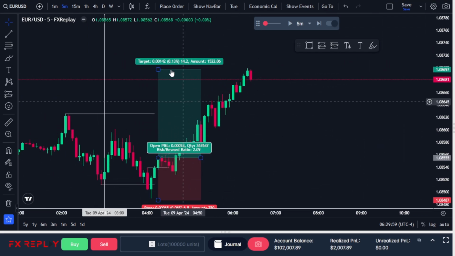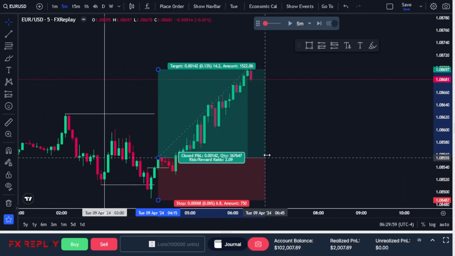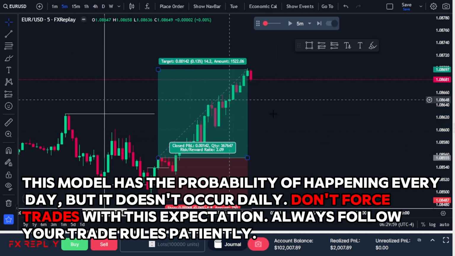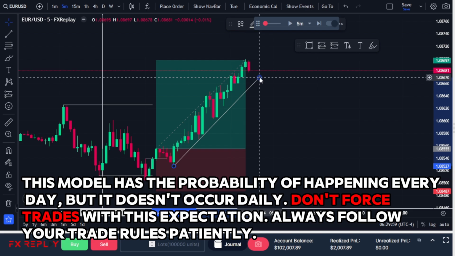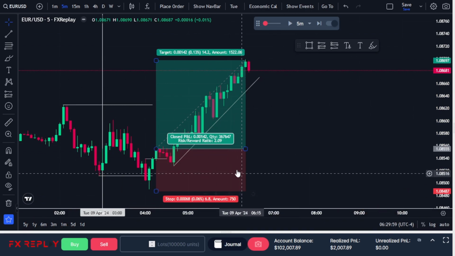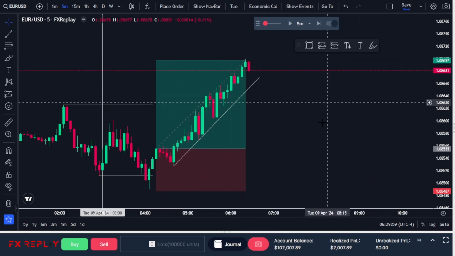As you've seen, we've had 3 winning trades in a row. While this is possible every day, it doesn't happen every day. That's why it's important not to rush into trades. Instead, wait until all the conditions are perfect.